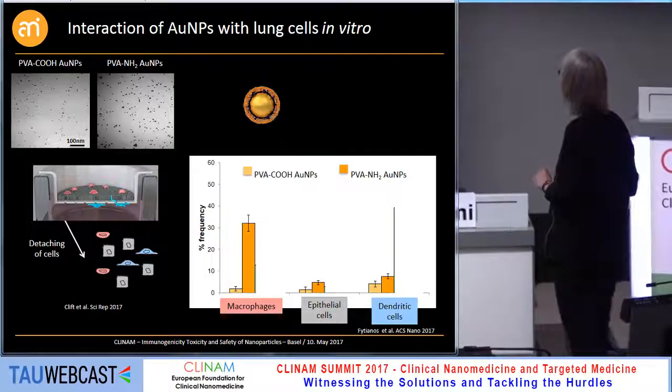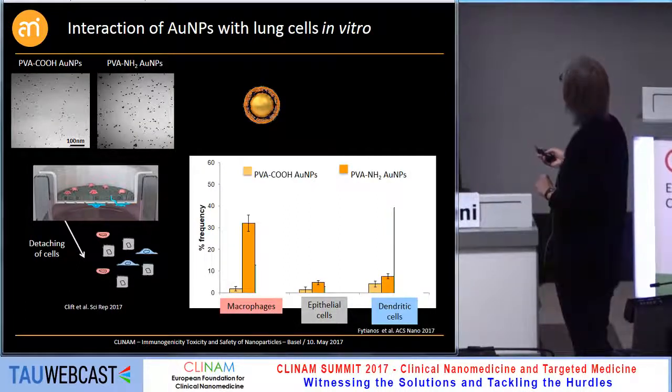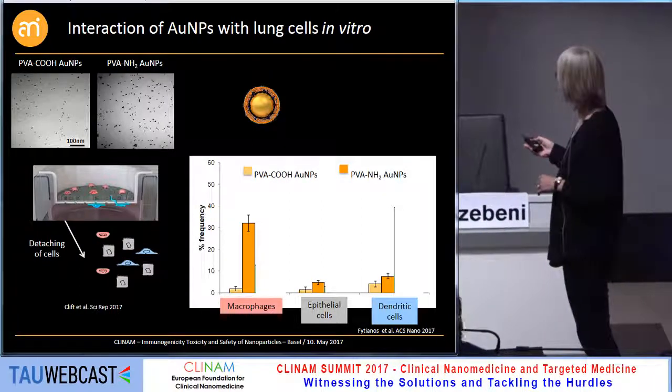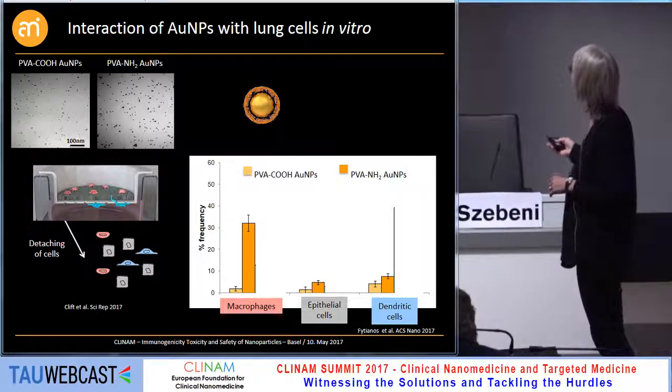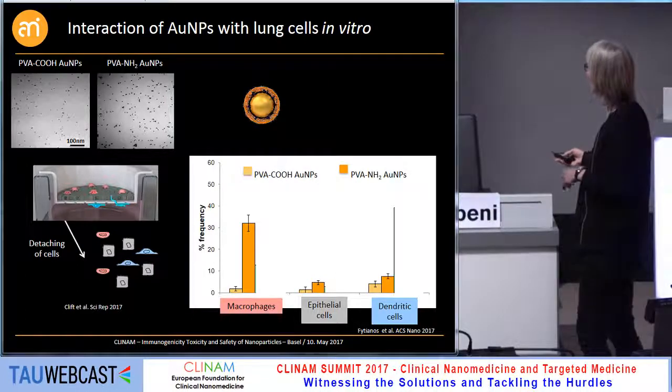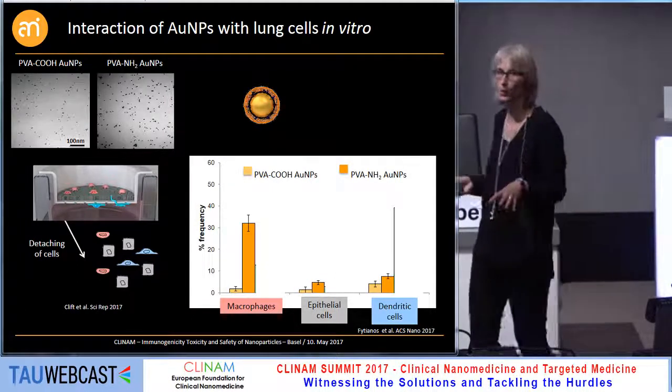So these are the first results. You see here polyvinyl alcohol coated nanoparticles, negatively charged and positively charged, and on this graph, you see the different cell populations.